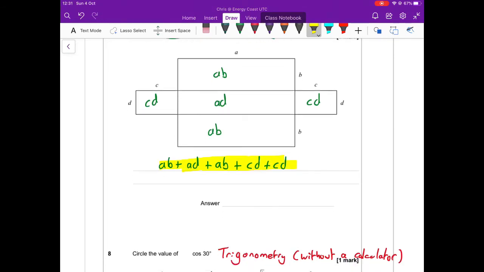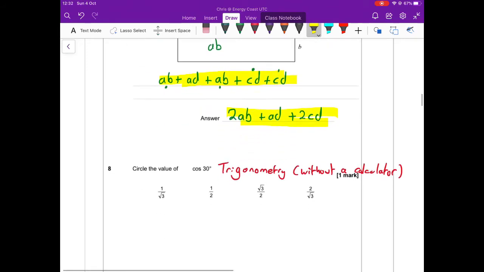It doesn't look quite right to me because I can do what we call collecting like terms, okay? I've got AB and I've got one there and I've got another one there. So I've got 2 lots of AB. I've got an AD in the middle, and then if you look here, a CD and a CD, so I've got 2 lots of CD. Those 2 things are exactly equivalent, I can have either one, it doesn't matter. It's probably more work to do the bottom bit, but either answer's fine, they mean the same thing.